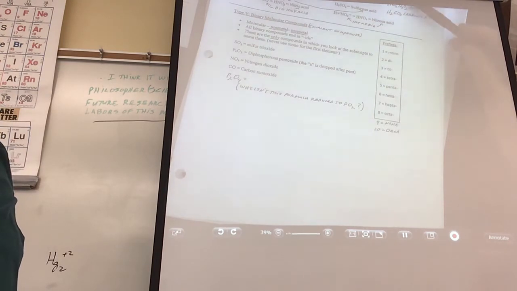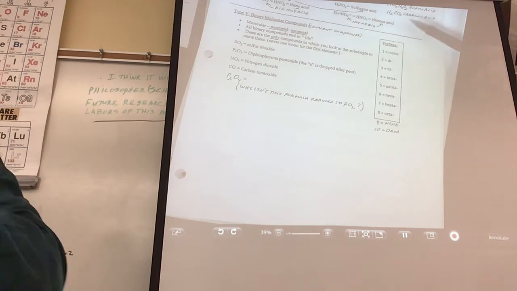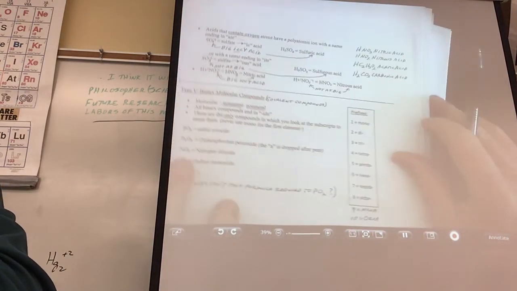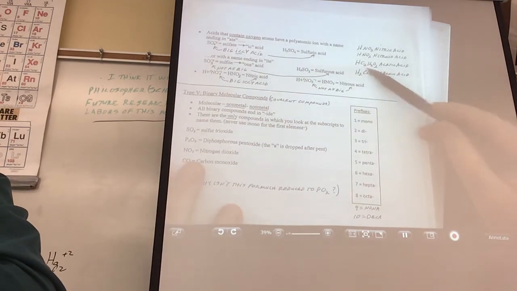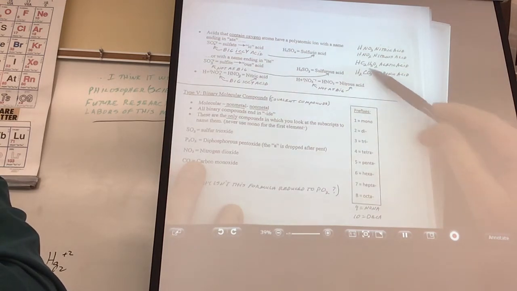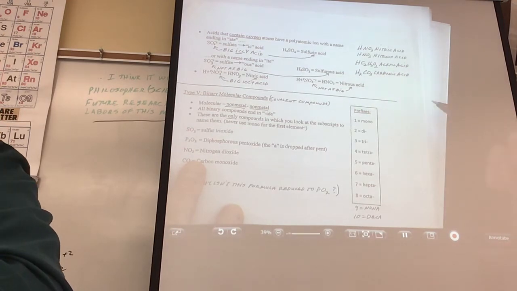Ready? You see this, and I know that that's nitrate, so it becomes nitric acid. That's nitrite, that becomes nitrous. Look right here. What's the name of this polyatomic ion? Acetate. So it becomes what? Acetic acid. This is what? Carbon, help me. Carbonate. So it becomes what? Carbonic acid.